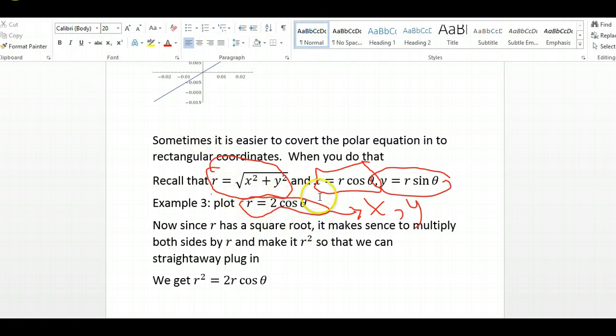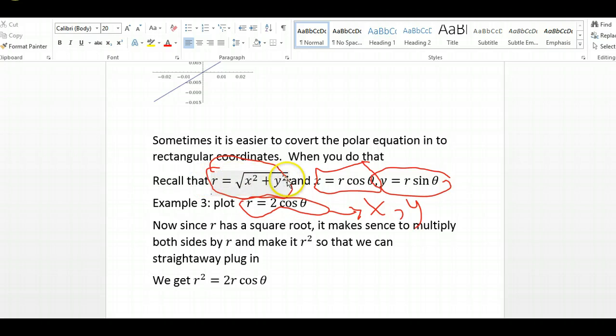Okay, how do you convert this into x and y? Now r is equal to the square root of x squared plus y squared. So one way out would be to put the square root of x squared plus y squared right up here. But that's kind of messy, because we don't really want to put a radical in an equation unless we can avoid it. So how do you avoid this radical?